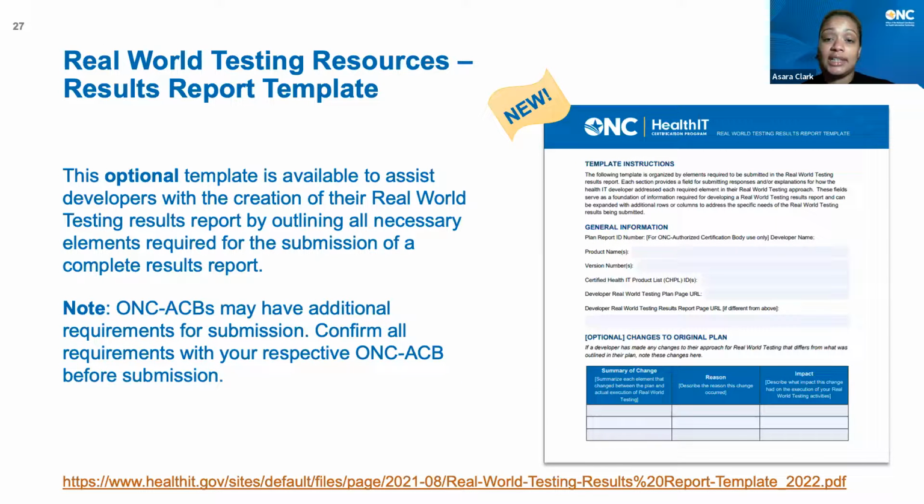As with the real world testing plans, we also have a real world testing results report template. It's a brand new template. We're coming up on the first year of having to submit results reports after wrapping up this first year of real world testing, so we thought it would be useful to have a results report template as well as a plan template. Again, this is optional. It's not mandatory that you use it, but it helps to organize all of the information that should go into your report. Again, ONC-ACBs may have additional submission requirements, so you want to confirm with them that you're meeting all of their submission requirements for results reports as well. Next slide, please.